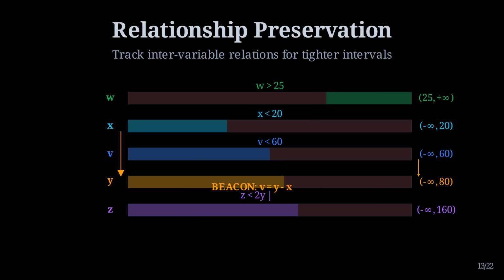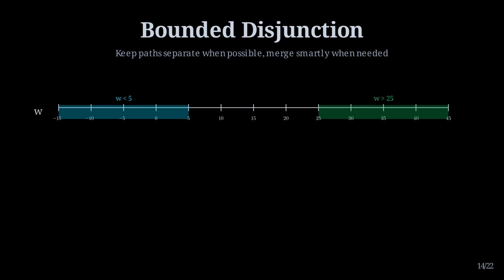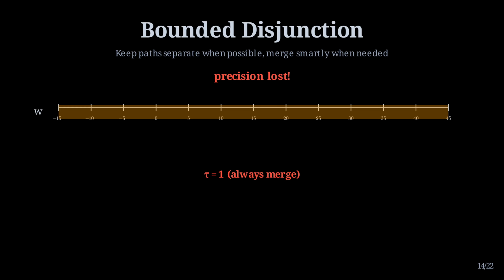The second optimization tackles a different source of precision loss. What happens when paths merge in the control flow graph? When two branches converge at a join point, their preconditions need to be combined into a single summary.